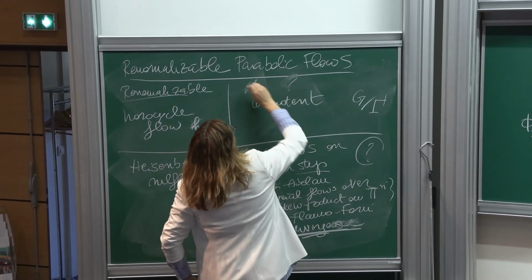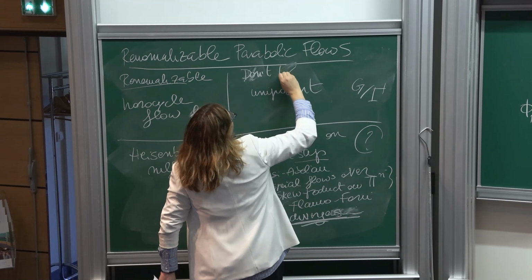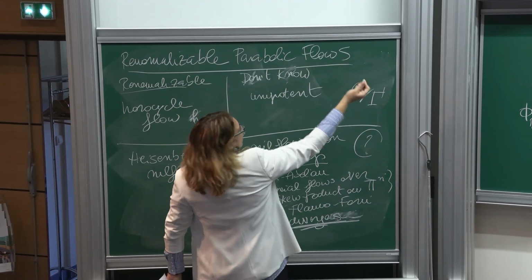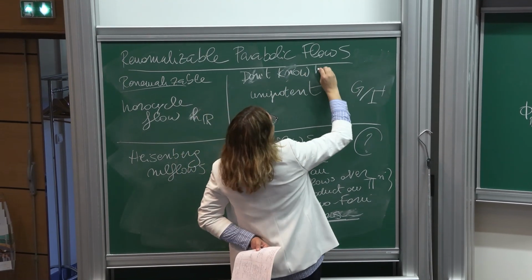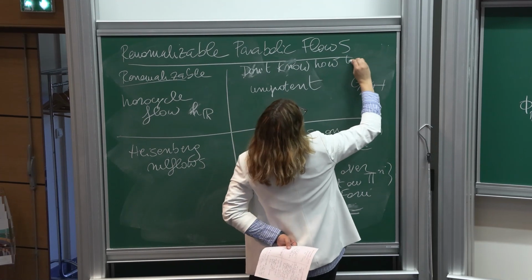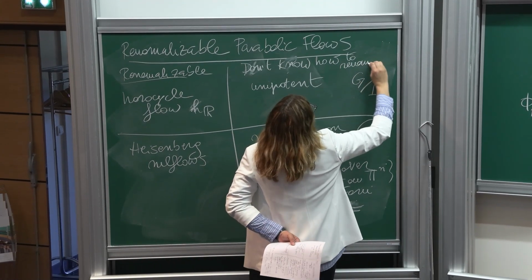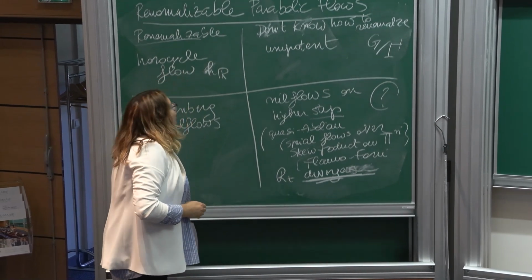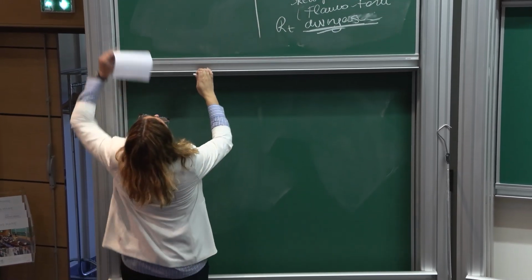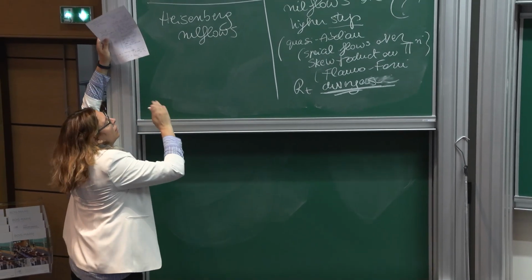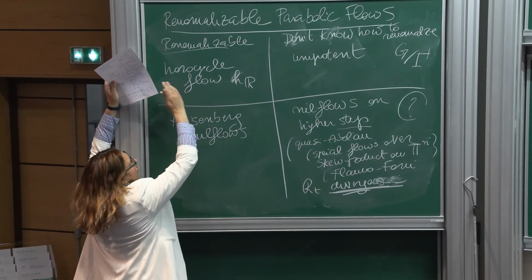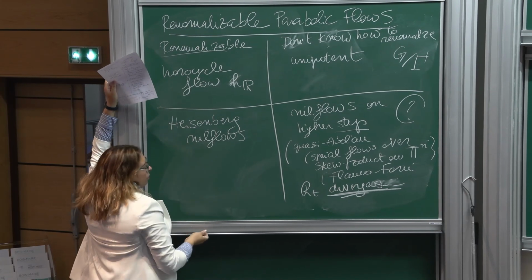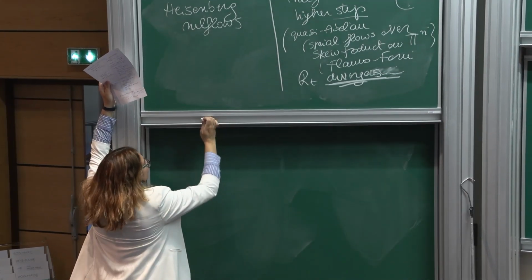So maybe let me write it: don't know how to renormalize. I would like to say not renormalizable, but maybe we just didn't come up with a good way to renormalize them. OK. And the last in this picture: the three categories that we are discussing mostly in this course are horocycle flows, nil flows, and then flows on surfaces.